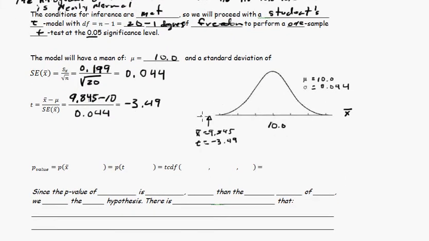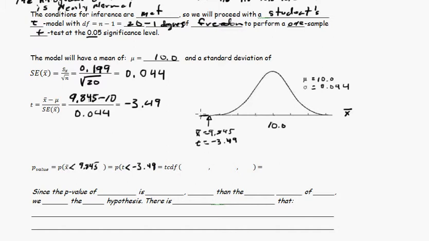So if we wanted to know what's the area under the curve, it's not going to be very much, right? So we want to know what's the probability that our sample statistic is less than 9.845. That's how we read this, the probability. So that's the same as asking what's the probability of t less than negative 3.49.